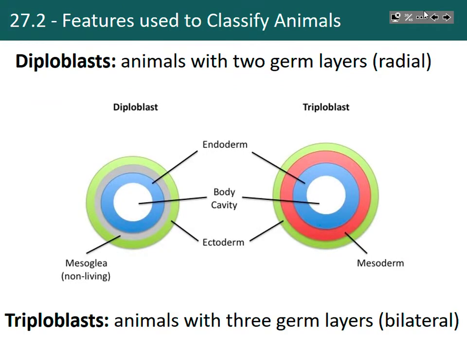Okay, then we have triploblasts, and these are animals with three germ layers. So these guys have bilateral symmetry. They have the endoderm and the ectoderm, and then that original space gets filled in by mesoderm during embryological development. So instead of having a non-living space there, that space gets filled in with the third germ layer, the third tissue type, the mesoderm. Okay.